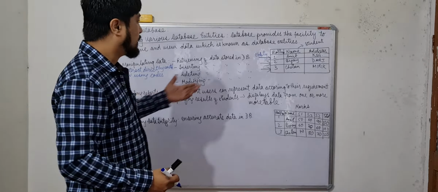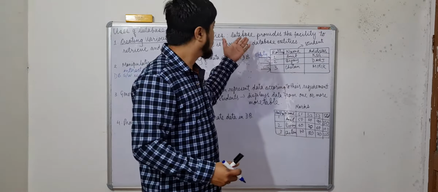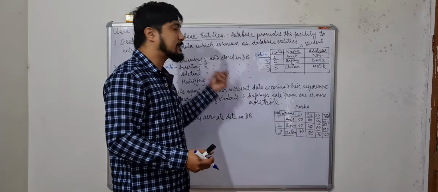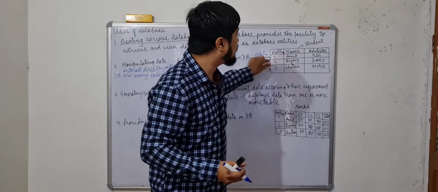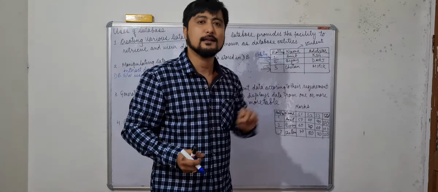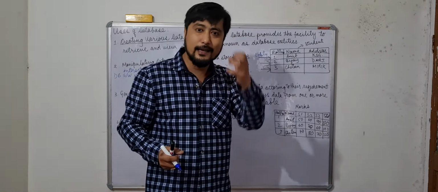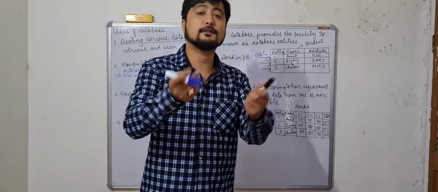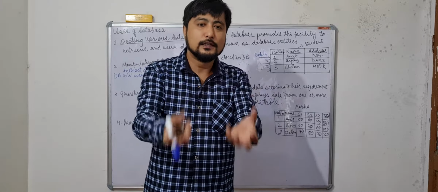And also, by creating this entity, the database provides the facility to retrieve or to view the data. Each of these records is known as a database entity, and the database provides the facility to retrieve and to view. Retrieve means to search.